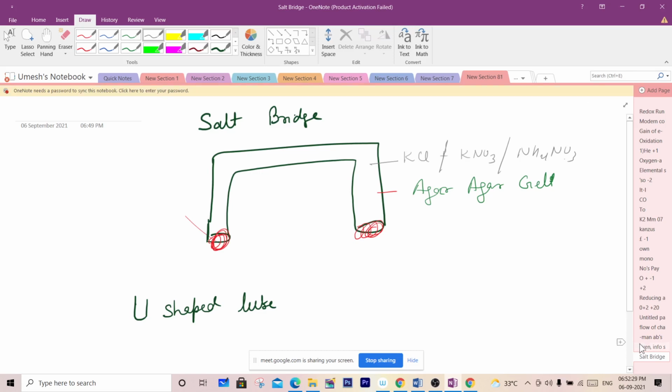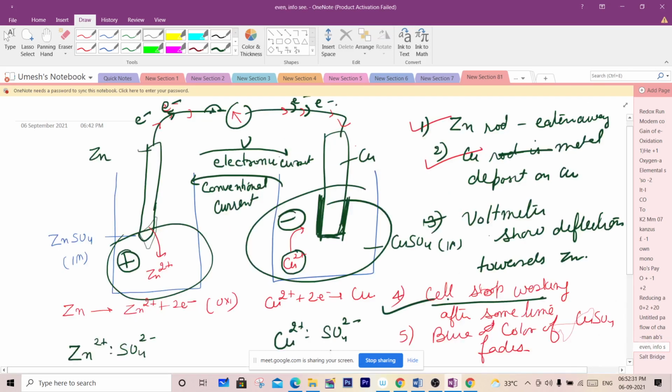Now what you do is, I'm coming back here and placing here the zinc, this salt bridge. You can see the red color salt bridge here. Understood?